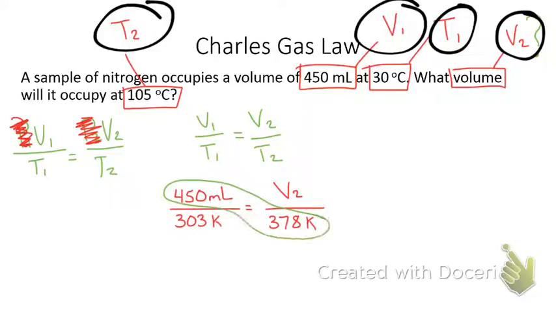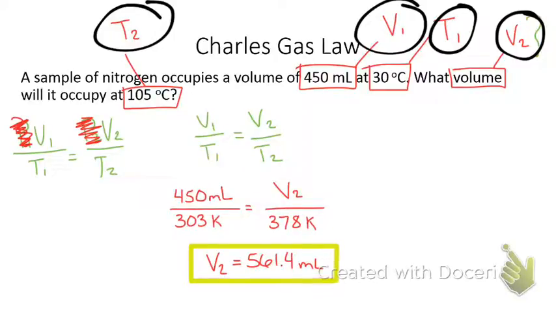How do I isolate and get V2 all on its own? I like to cross multiply and then divide. So it helps me out if I circle the two that are across from each other. Punch in your calculator 450 times 378 divided by that remaining number that's just hanging out. So divide by 303. For volume 2, you should end up with a final answer of about 561.4. And my remaining unit is milliliters because Kelvin will cancel out once you divide through. And depending on how you round, yours might be a little bit different from mine.